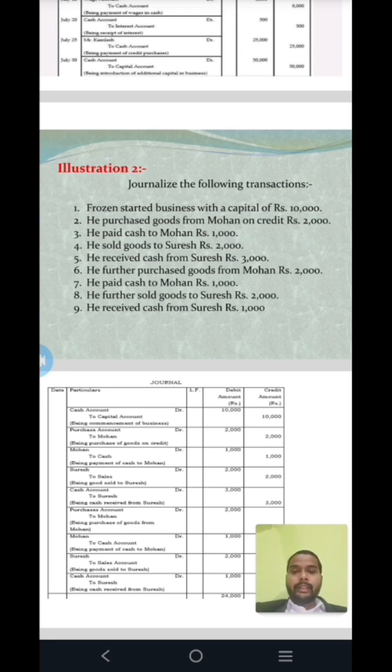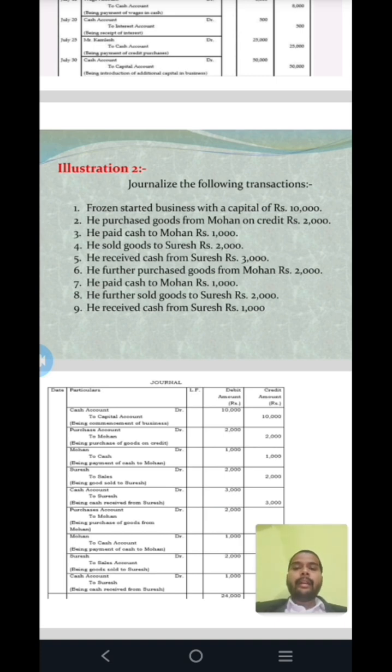Then he further purchased goods from Mohan, rupees 2,000. The entry is purchase account debit to Mohan account, 2,000 debit and 2,000 credit, and the narration is being purchase of goods from Mohan. Then he paid cash to Mohan, rupees 1,000. So the entry is Mohan account debit to cash account, 1,000 debit and 1,000 credit, being payment of cash to Mohan.